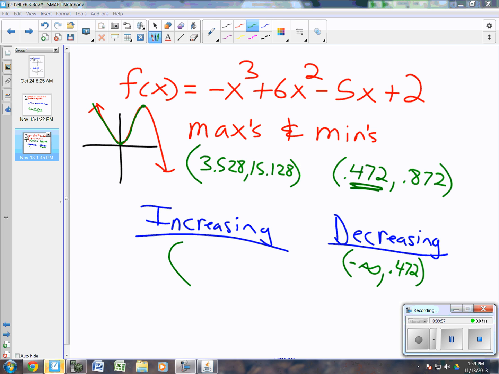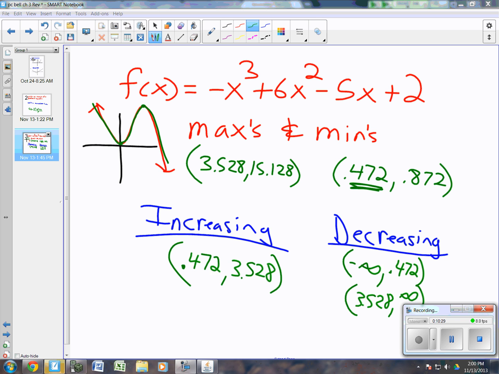And then, from there, you start going up until you get to the maximum point. So where is it increasing from? From where to where? To 3.528, right? It's going up. And then what does it start doing? It goes down. So it's decreasing from 3.528 to what? Positive infinity. As you move left to right, it's decreasing, then increasing, then decreasing. And we name the x intervals on which we go.